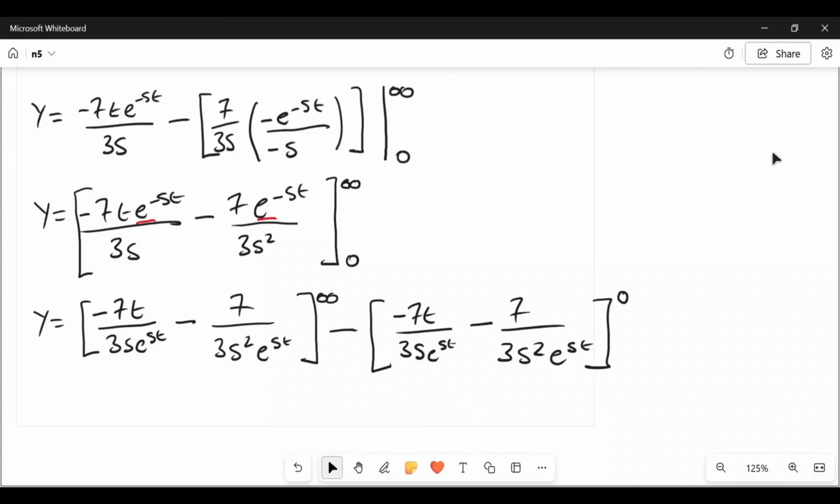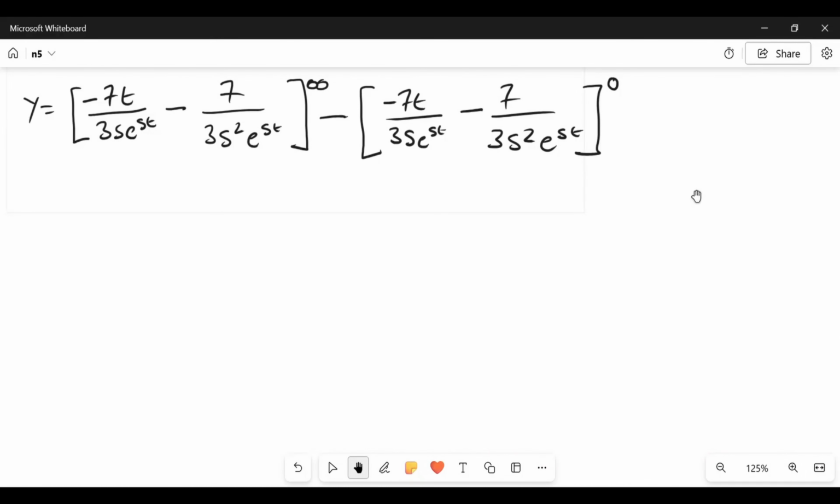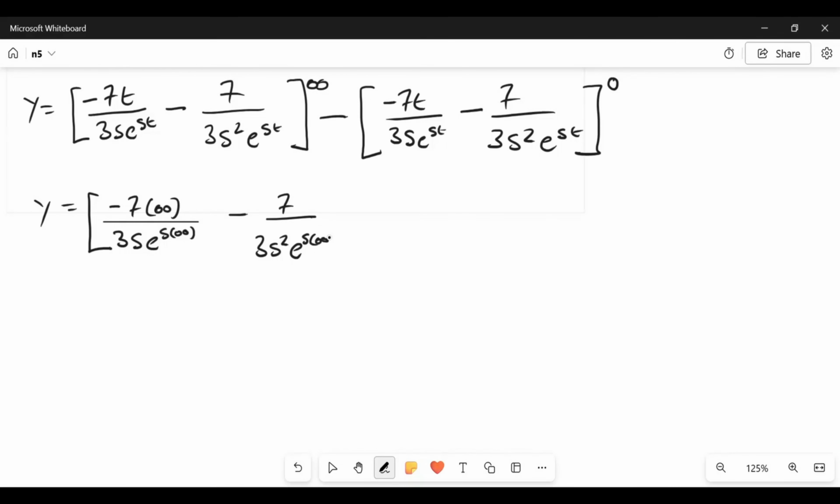Right. So let's create some space again so that we are able to solve this. Right, people. So this is a very long question. You need to bear with us as we are solving this question. Now we can start substituting here. Let's substitute on the first bracket. If we substitute on the first bracket, we have negative 7. And then wherever there is t, we're going to substitute with the upper limit, which is infinity, divided by 3s, and we have e to the power of s. Wherever there is t, we're going to put infinity there, right? Minus, and then we have 7 divided by 3s squared, e to the power of s multiplied by infinity, close bracket.